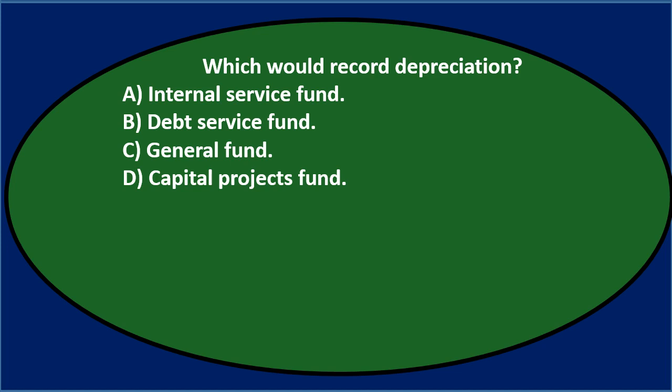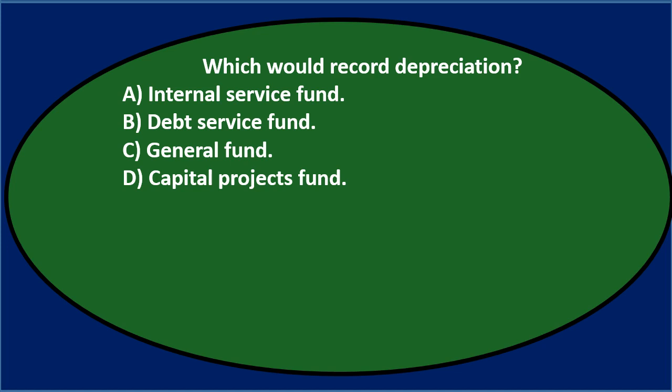Let's go through this again, process of elimination. Which would record depreciation? Now, when we're considering depreciation, we're considering the type of funds we have, and the types of funds will differ based on what type of accounting basis we use. In other words, do we use an accrual basis or a modified accrual basis? That's what we're really looking for when we're considering these different types of funds. Those are the two types of bases that would be used.